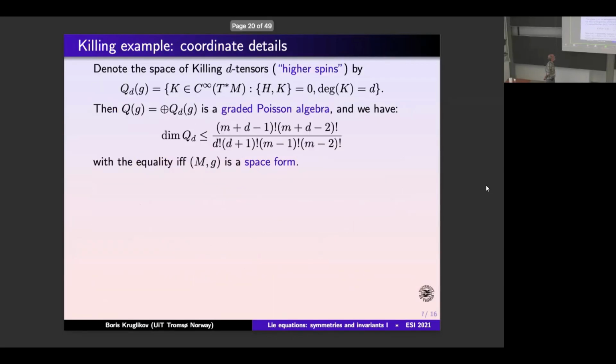Okay, so now let's denote the space of Killing tensors, or d-tensors, by Q_d. Well, I call them higher spins. Maybe it's not correct, but they are tensors with more indices. But like referring to the talk of Mike Eastwood, where we have conformal Killing tensors, I would like to compare to this. The representation looks similar, but it's a representation of different groups. In his case, it is the SO group, right?